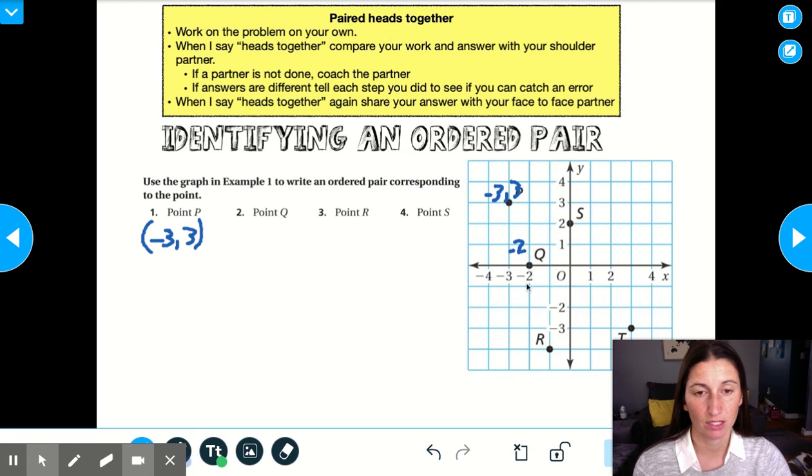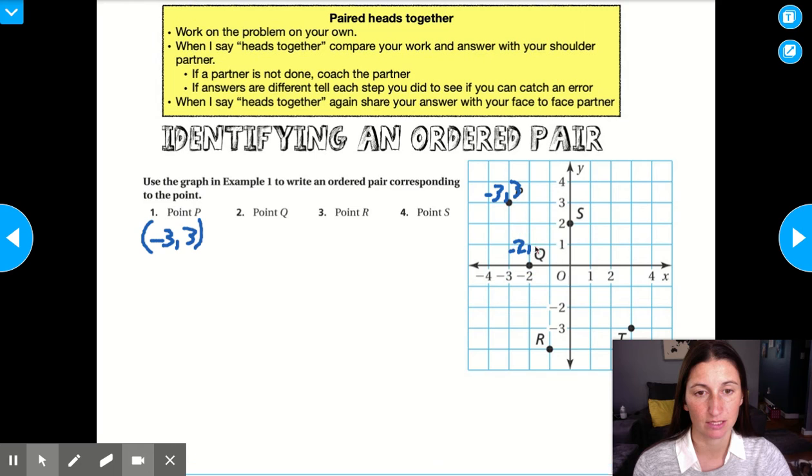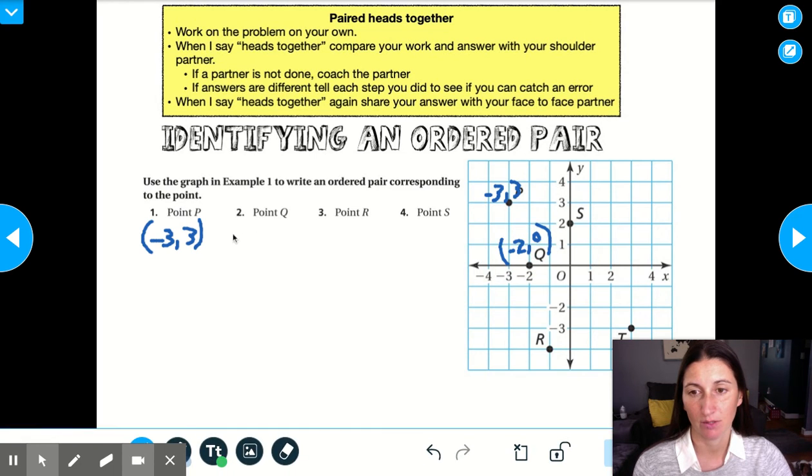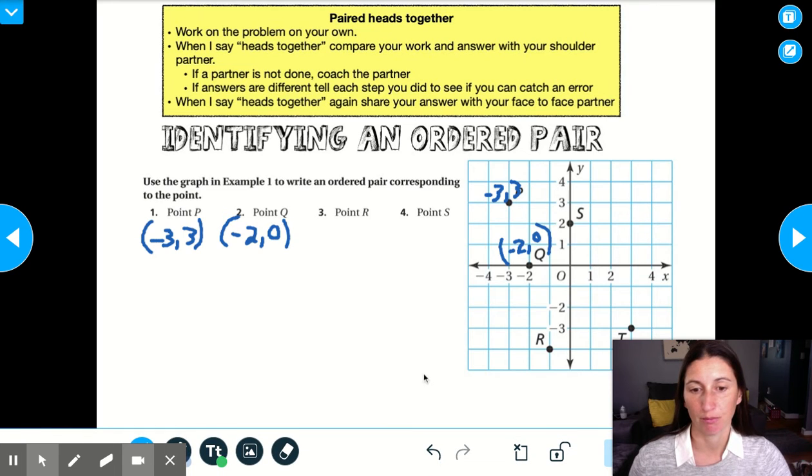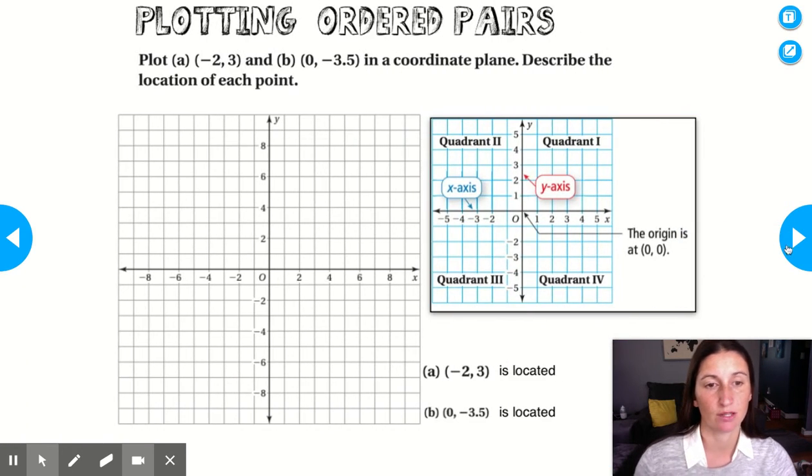And then we go up or down 0, a distance of 0. So then we have (-2, 0) as our ordered pair for Q. Right? And we want to write that in the form of an ordered pair. And it's that simple. You just follow the same rules you've always followed before, and we just have to be mindful of where the locations of negative and positive are.